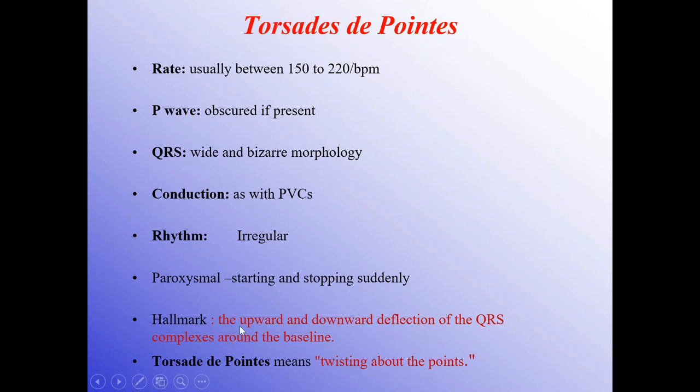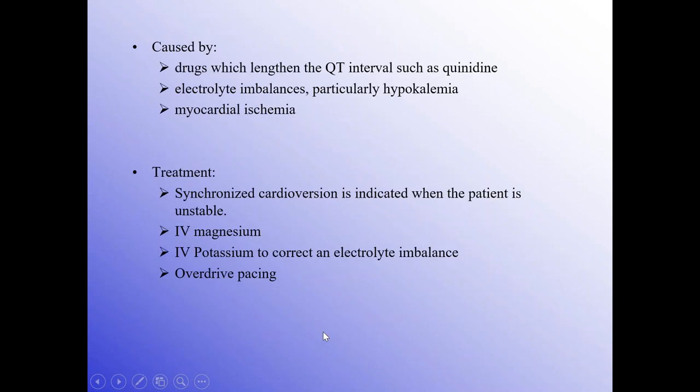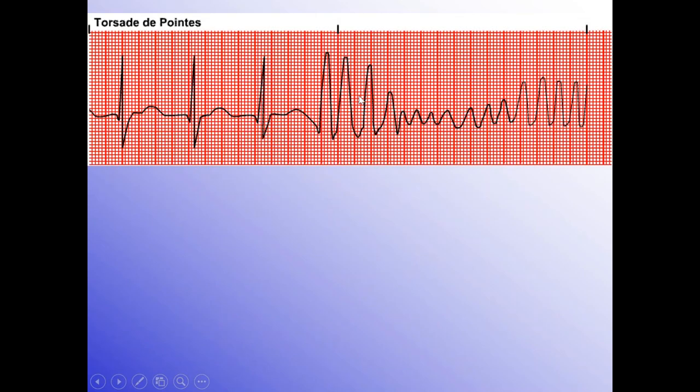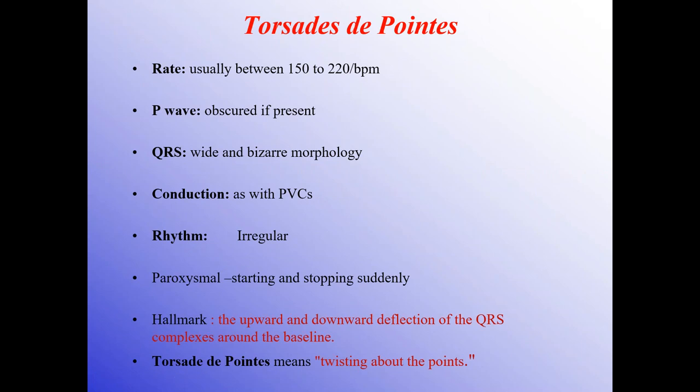What happens in this is, the hallmark is that you can see it dancing around the points. You see in that VT, there was a VT which was regular here. You can have QRS which is going up and down from the point. What happens in this? You have deflections which are above and below the baseline. What happens in a torsades de pointes is it's like twisting around about the point.